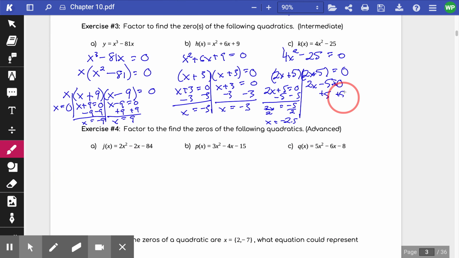Likewise, over here, we're going to add 5 to both sides. We're going to get 2x is equal to 5. Let's divide both sides by 2. And again, we can leave it as x equals 5 over 2, or we can make it into a decimal and have x equals 2.5. So the two roots over here are going to be x equals negative 2.5 and x equals 2.5.